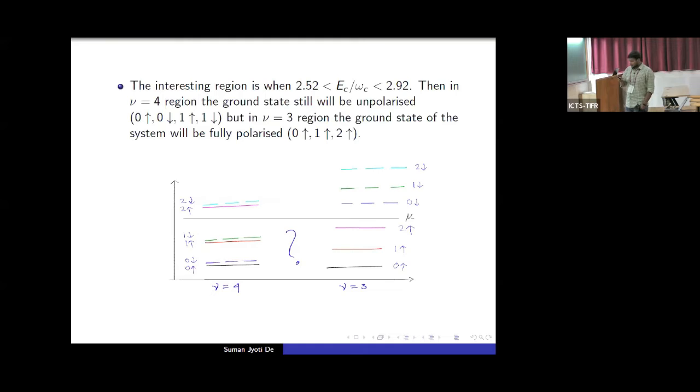So if you look at the numbers, you will find that there is a region of space where nu equal to 4 is the unpolarized case, and nu equal to 3 is fully polarized. So it's like a spin singlet and a spin fully polarized state. We want to look at this scenario, how these two boundaries connect. This number will change depending on the Zeeman field and the screening length, but there will be a range which is the interesting region in our case.